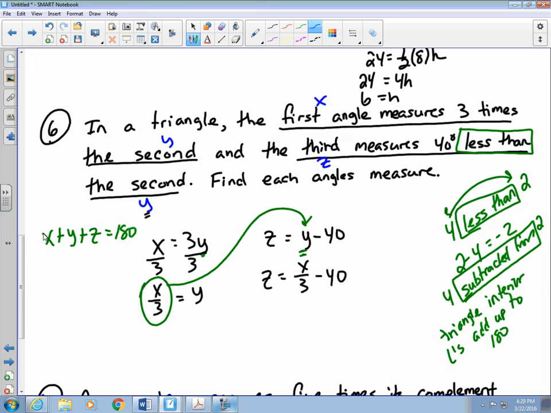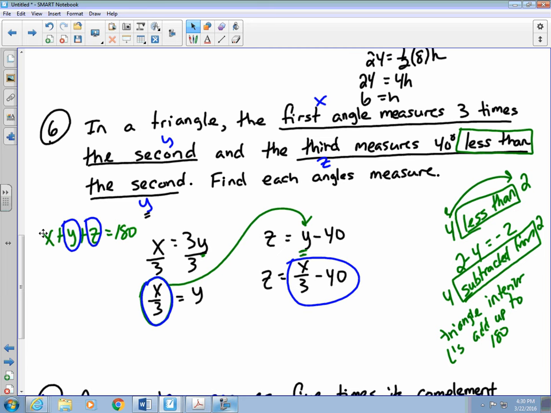So in other words, we'll keep x the same. All right, so my y is the same thing as x over 3. So I'm going to represent y in terms of x. And all I have to do is do the same thing for z, which is also in terms of x. So I'll just leave x alone.